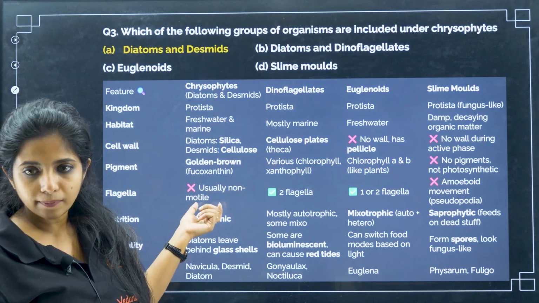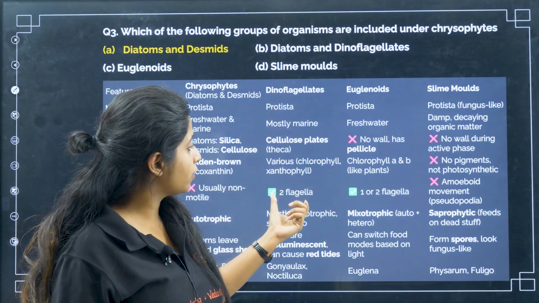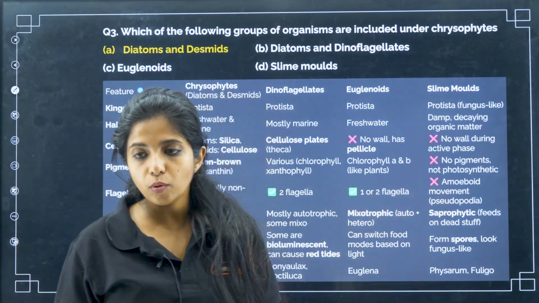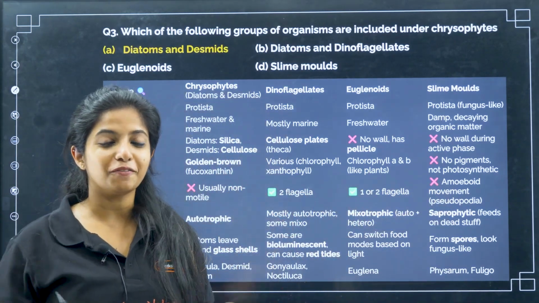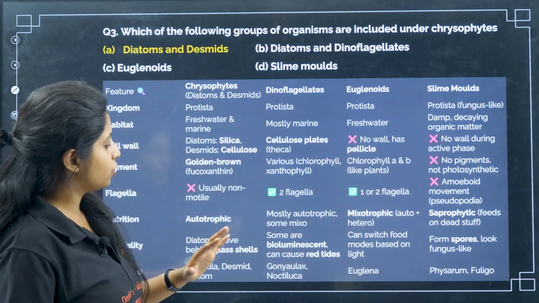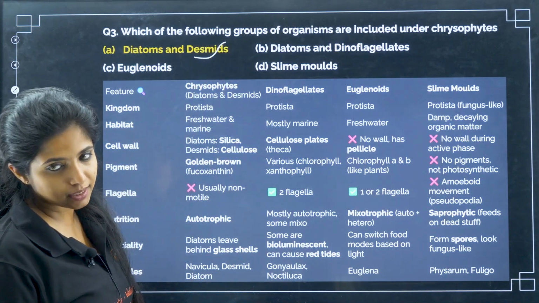So usually non-motile chrysophytes, okay, and my dear dinoflagellates have 2 flagella. Euglenoids have 1 to 2 flagella, and over here they have amoeboid movement instead of having a flagella. So like amoeba, they have pseudopodia to move around. So these are the things that you should definitely know. So your answer should be diatoms and desmids.